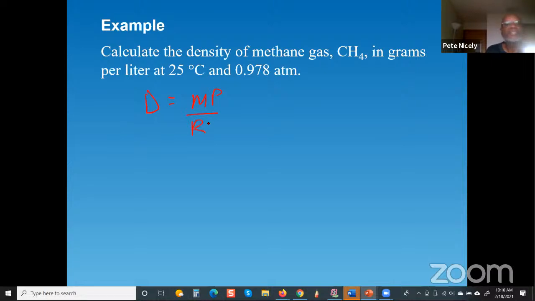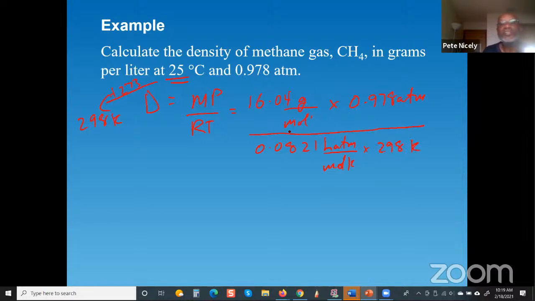MP over RT. So all we have to do is plug the numbers in. Now, again, the molar mass of methane, if I remember correctly, is 16.04 grams per mole, times the pressure, which is 0.978 atmospheres, divided by R, which is 0.0821 liters atmospheres over mole Kelvin, times the temperature, which is 25 degrees, which we have to convert to Kelvin, which will give you 298 Kelvin, because you add 273 to that. So that will give you 298 Kelvin here.